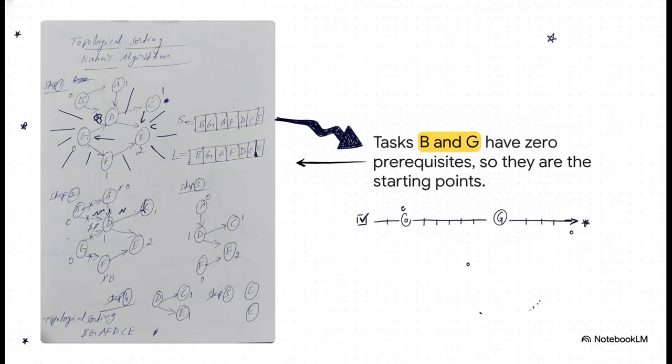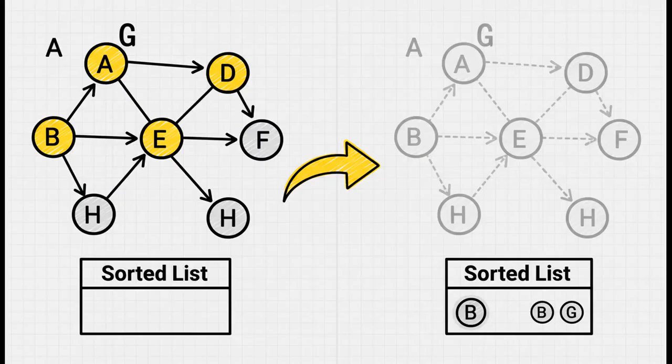So if we look at our graph, we can immediately spot 2 tasks that fit the bill, task B and task G. See? No arrows pointing at them. They aren't waiting on anything else, which means they are our starting points. We can go ahead and add them to our sorted list right now. So B and G go onto our final list.